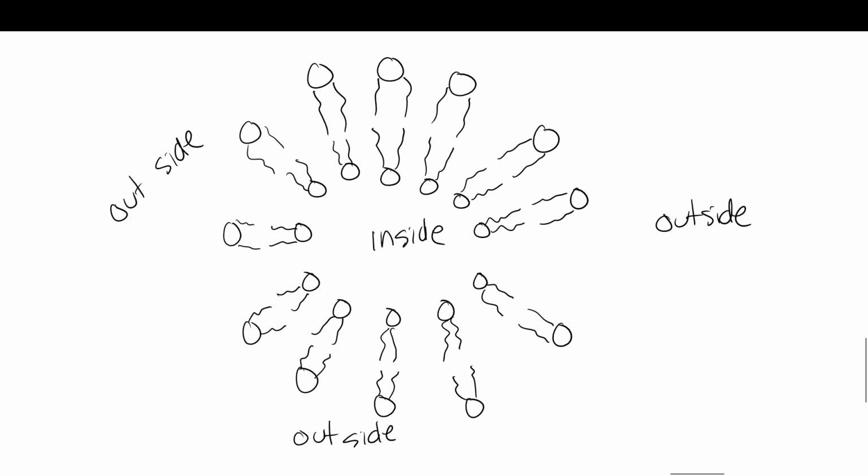So here's the inside of the cell. Here's the outside of the cell. And this forms a double layer. We actually call it a phospholipid bilayer, like bicycle or binoculars. Bi means 2.